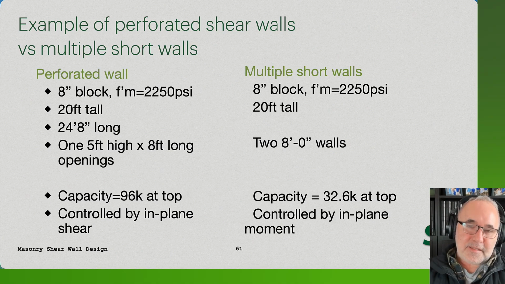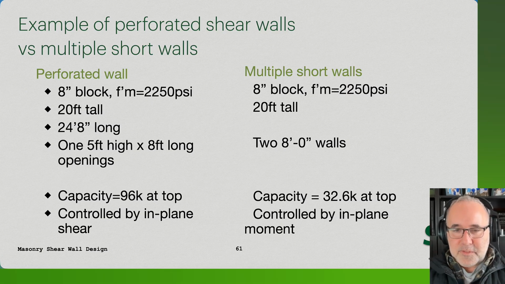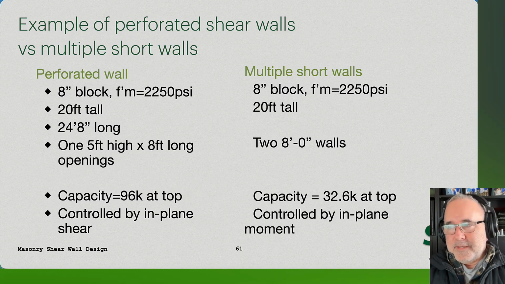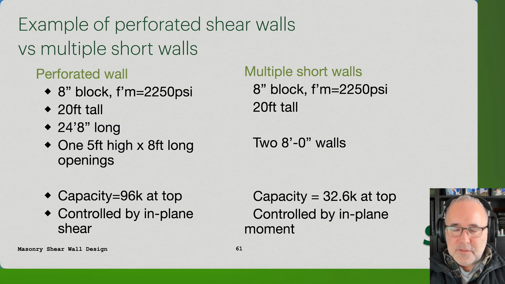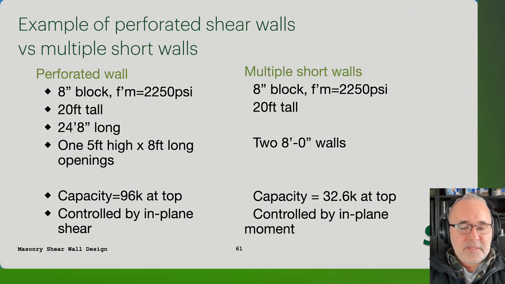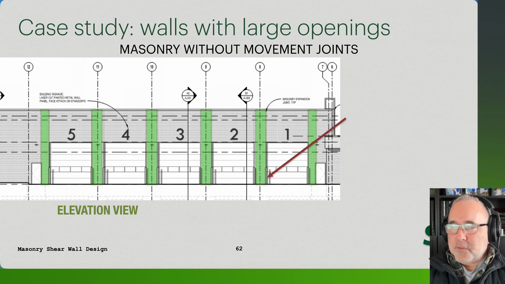Now, certainly I could take the short walls and I could add a lot of reinforcement and I could beef up the capacity of short walls. And so I could do things to make that design work. But again, if we're comparing apples to apples, perforated walls do have a lot more capacity than a movement joint at the opening. And we can take this example and go a little bit further with it.